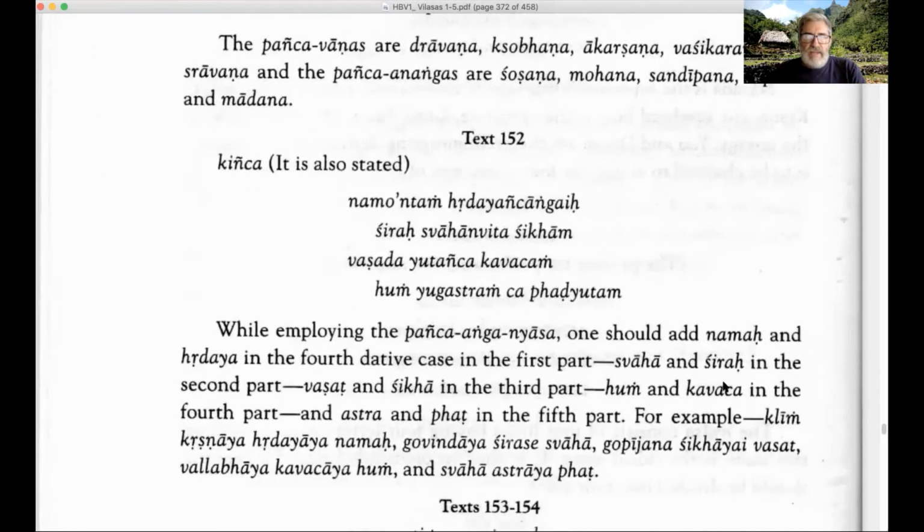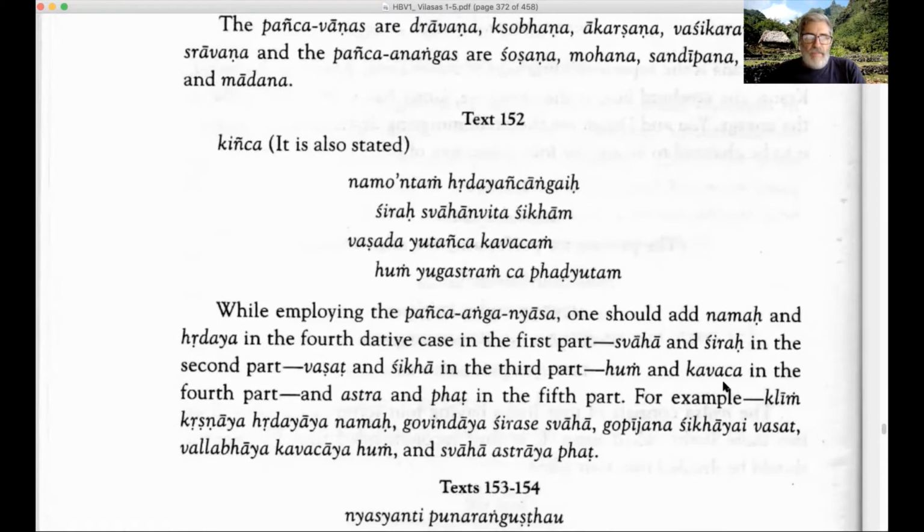So then text 152, it says, while employing the Panchanganyasa, one should add Namaha and Hridaya in the fourth dative case to the first part, Swaha and Shiraha in the second part, Vashat in Shika to the third part, Hum and Kavacha to the fourth part, Astra and Pat to the fifth part. For example, here's an example of that. Okay, so we have Klim Krishnaya Hridayaya Namaha.